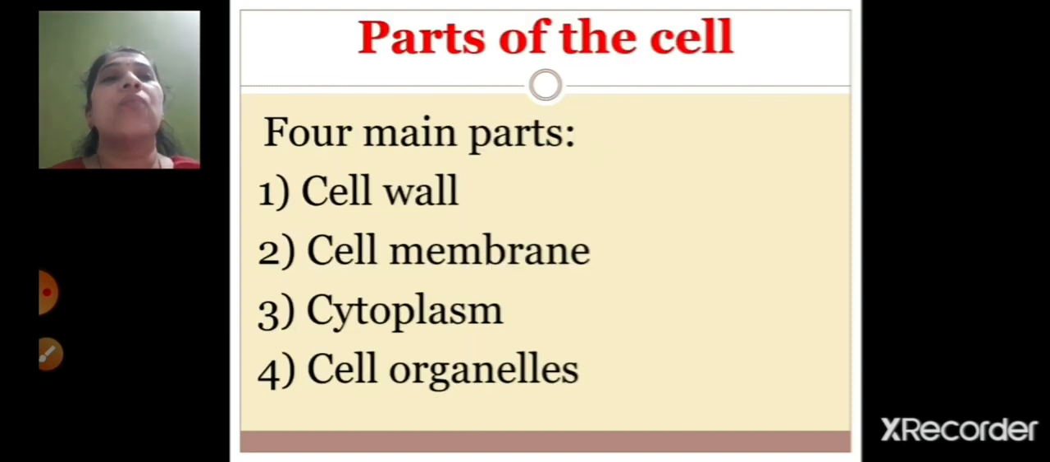So let's see what the parts of the cell are. There are four main parts of the cell. First is the cell wall, second is the cell membrane, third is cytoplasm, and fourth is the cell organelles. So how many parts are there? Four parts are there. First is cell wall, second is cell membrane, third is cytoplasm, and fourth is cell organelles. Now we'll see each and every part in detail, right?